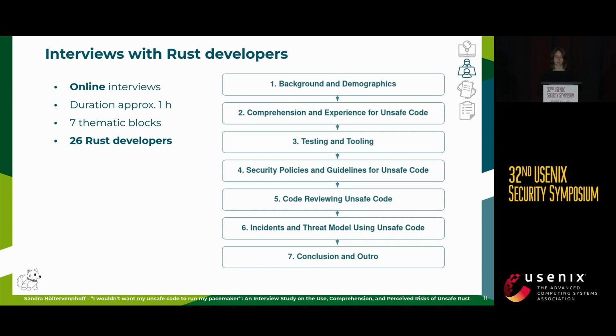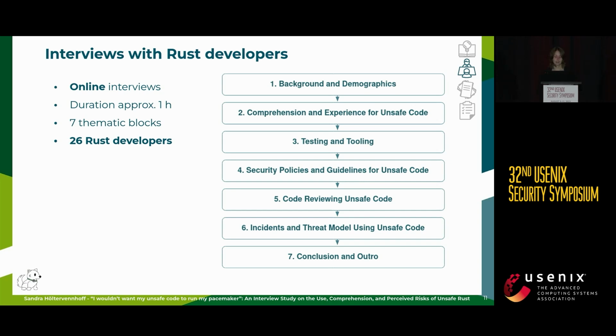And we tried to explore experience and comprehension of the developers, ask about the testing and tooling practices for unsafe code, ask for project-specific security policies and guidelines regarding unsafe code, for their code reviewing strategies, and lastly, for the incidents and threat models that happened because of unsafe Rust. All in all, we interviewed 26 Rust developers that had all worked with unsafe code before.